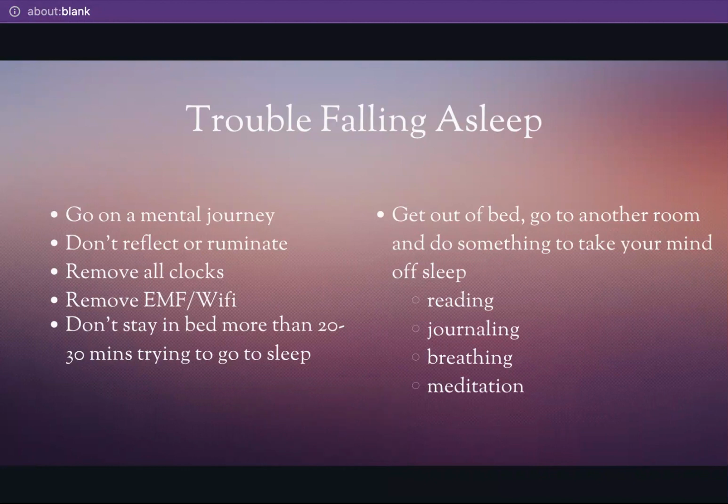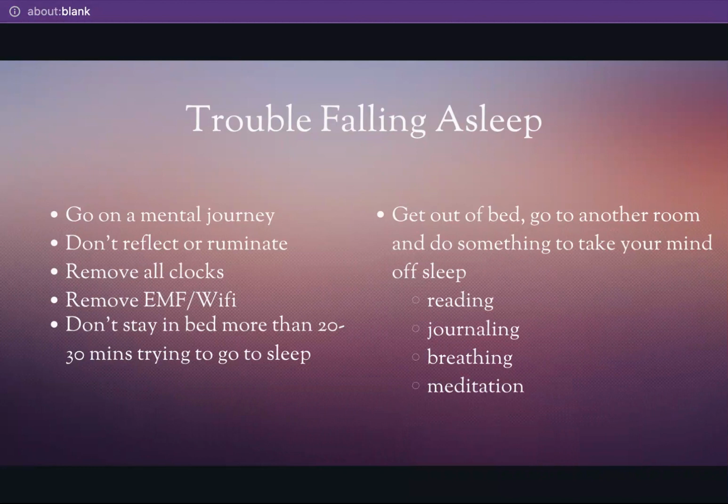Then you also want to remove any EMF or Wi-Fi. Some people are super sensitive to EMF, and EMF can be emitted from your phone or from your tablets or any sort of Bluetooth devices. So you can take your phone out of your room.